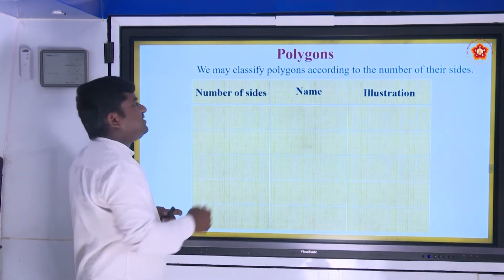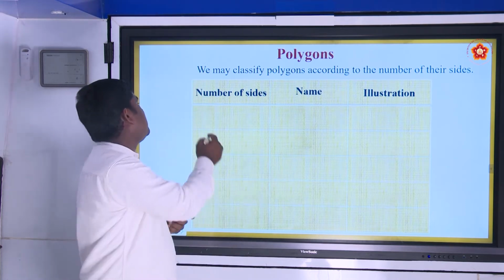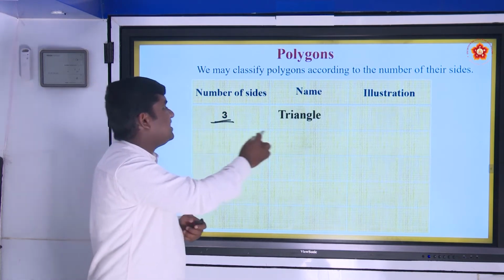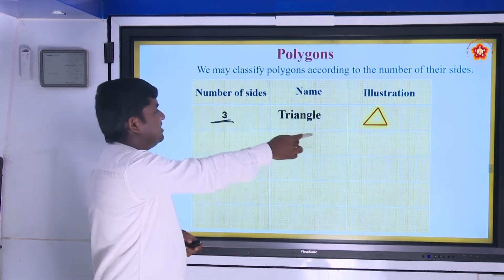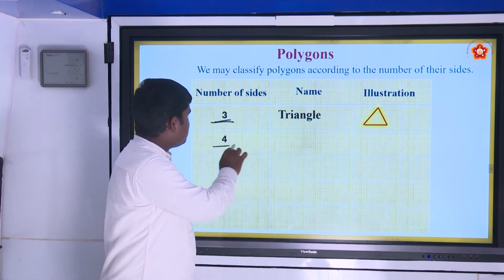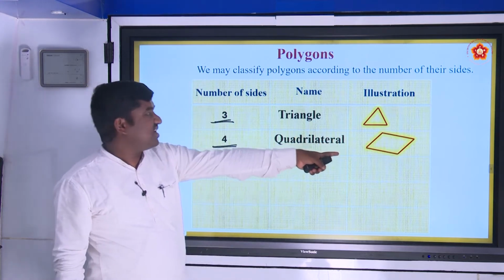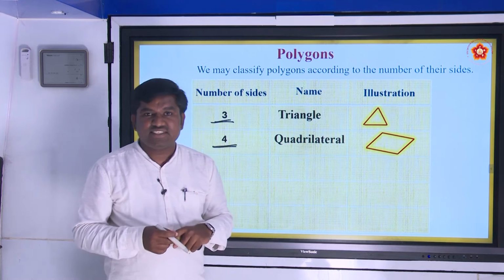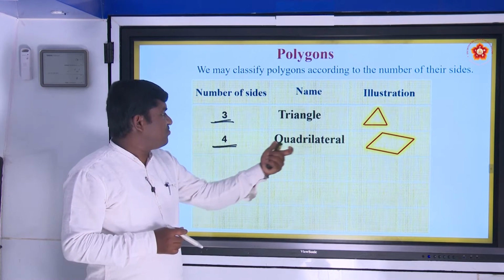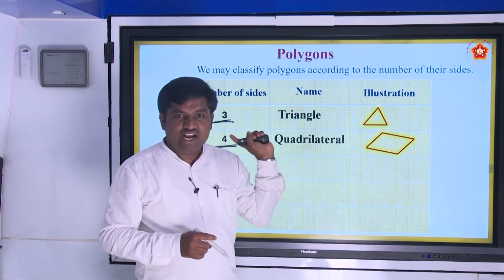Yes, we may classify polygons according to their number of sides. See, first one, number of sides. If suppose 3 sides are there, then that is called a triangle. See the illustration. That is the rough sketch of a triangle. Next, if suppose 4 sides are there, then that is called a quadrilateral. See, this is the rough sketch of a quadrilateral. Quadrilaterals are nothing but rectangle, square, parallelogram. These are all quadrilaterals. Quad means 4, you know already. So, a 4-sided polygon is called a quadrilateral.